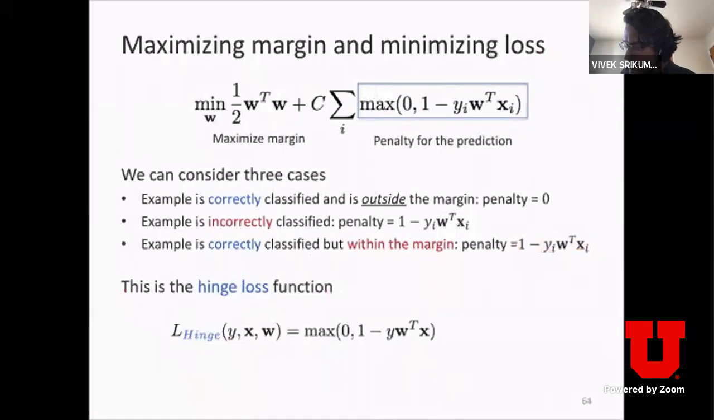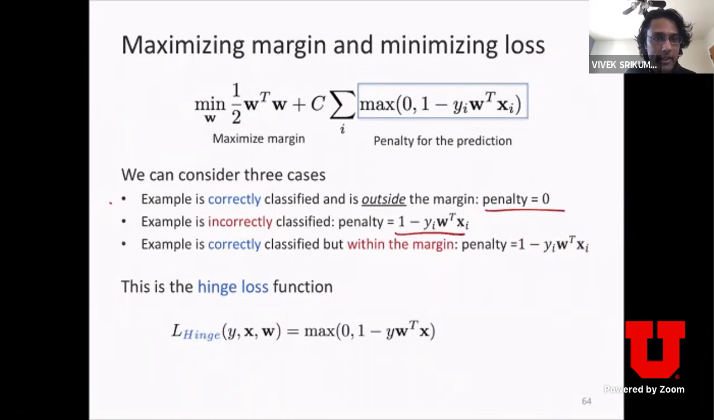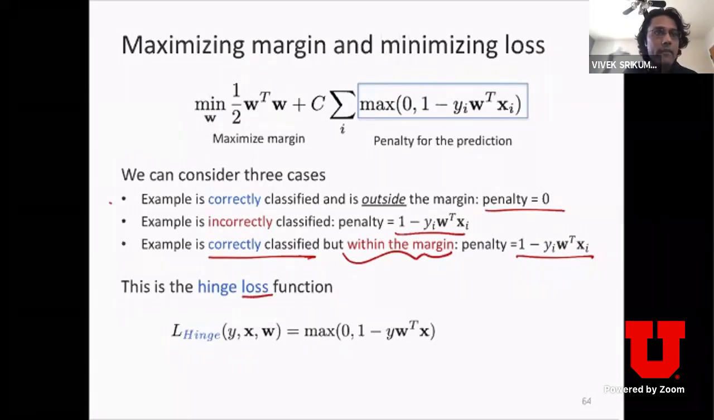So we have these three situations. When the example is correctly classified, the penalty is 0. When the example is incorrectly classified, the penalty is 1 minus yw transpose x. And even if the example is correctly classified but placed within the margin, the penalty is still 1 minus yw transpose x. This kind of a penalty is called the Hinge loss function. In general, this is called a loss function. We've already seen a loss function. When we talked about regression, we saw the squared loss. For classification, we have encountered the first of our many loss functions that we'll see. Hopefully, we'll see at least one more very soon.